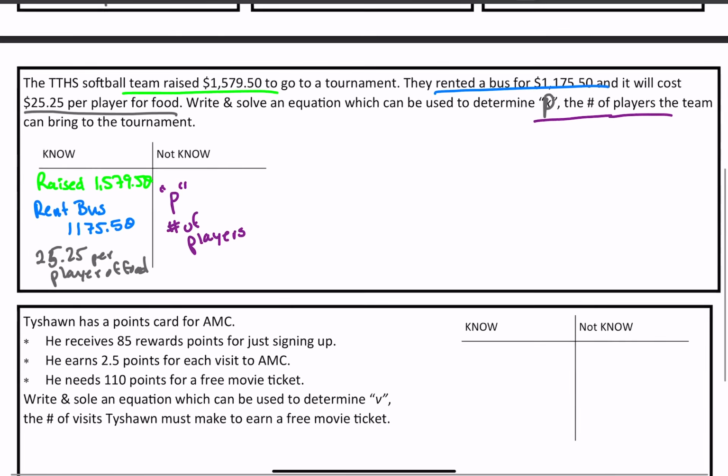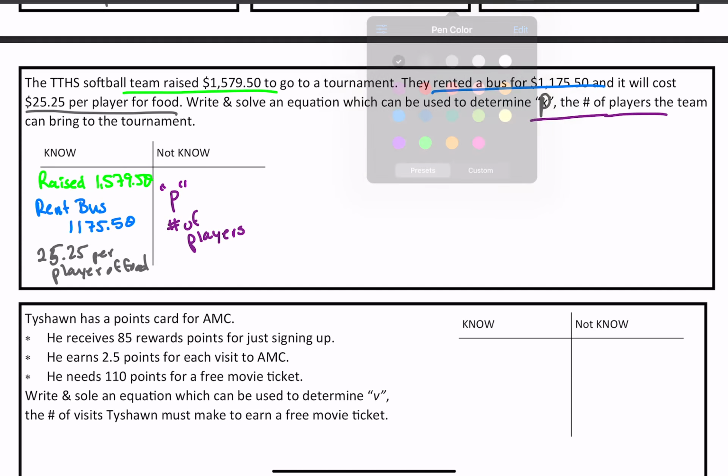So what we're going to do is write an equation, which is going to have the equal sign. We're going to start with our total. And throughout this, your totals aren't going to say, hey, this is the total. It's going to be a little bit more ambiguous. Same with your start value. It's not going to say, hey, they started with this much. It's going to be more like you have to use your brain and your thinking skills. So in this one, raised is our total. So that's our $1,579.50.